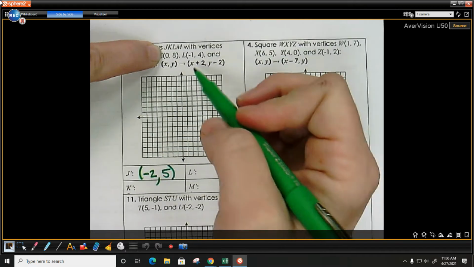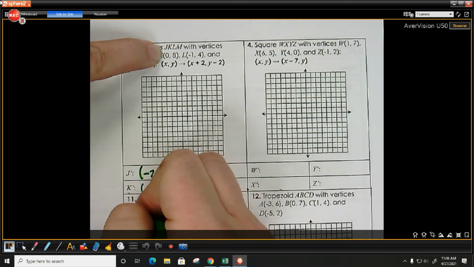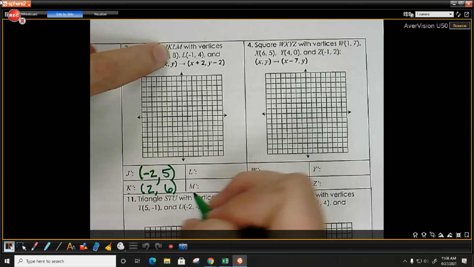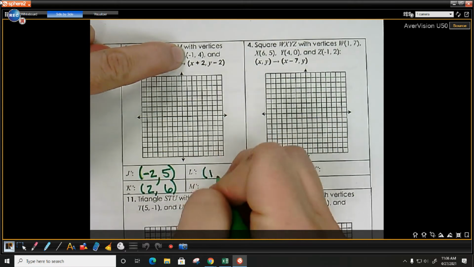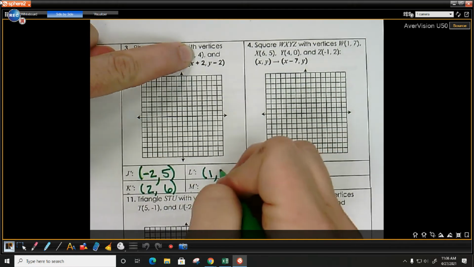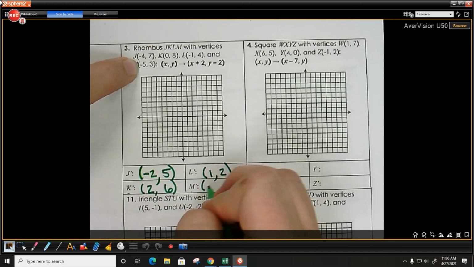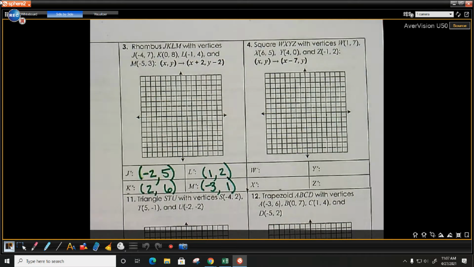The x value is 0. What am I doing with the x value? Adding 2. So 0 plus 2 is? And then 8 minus 2 is? L prime. Negative 1 plus 2 is? 4 minus 2 is? Then negative 5 plus 2 is? 3 minus 2 is? Do we think that was faster and easier?